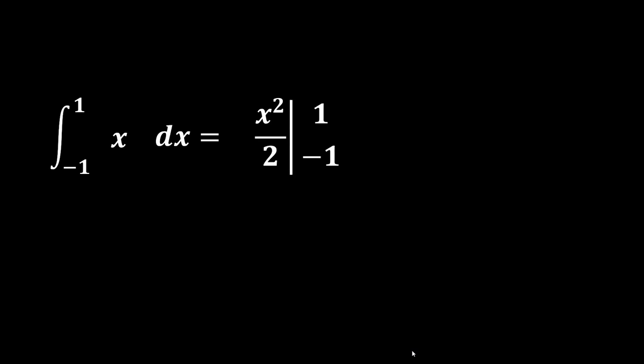to 1. When we evaluate from -1 to 1, this is equal to 1 squared over 2, when x is equal to 1, minus (-1) squared over 2. So the first term is 1 over 2, and the second term, (-1) squared, will be positive 1. So we'll have 1/2 minus 1/2. And 1/2 minus 1/2 is equal to 0. So that's how they obtain 0.